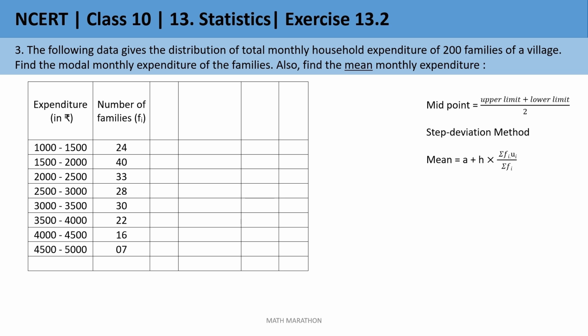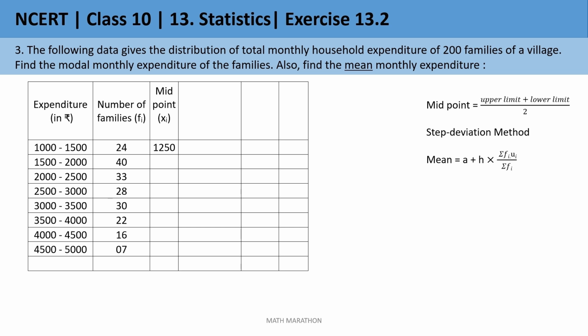Formula to calculate midpoint is upper limit plus lower limit divided by 2. Let us use step deviation method to calculate mean. Formula to calculate mean is A plus H multiplied by summation of FiUi divided by summation of Fi. Now, let us calculate midpoint.